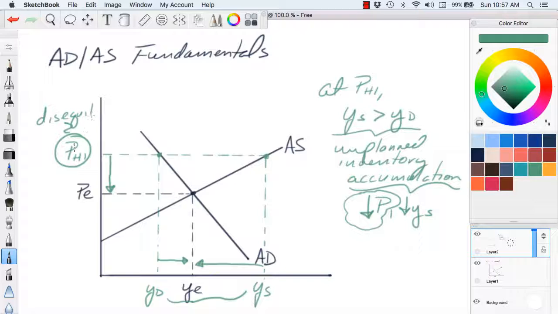towards what? Towards equilibrium. And again, if we can understand that we're here, if we can look at inventory levels, survey business people, and business people are telling me, hey, our inventory levels are higher than expected, we've sold less than we intended to sell, our profits are lower than expected, well then we know this price level is too high and this output rate is too high, and the economy is going to be moving towards this equilibrium point.